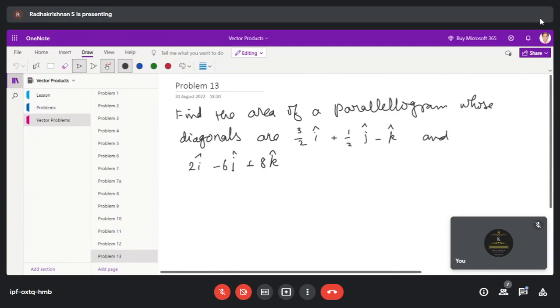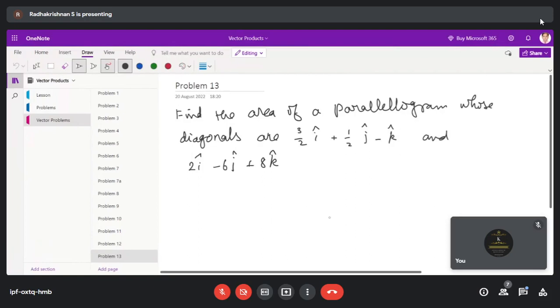Find the area of a parallelogram whose diagonals are 3 by 2 i plus half j minus k and 2 i minus 6 j plus 8 k. Sir, half into D1 cross D2. Yes, correct.